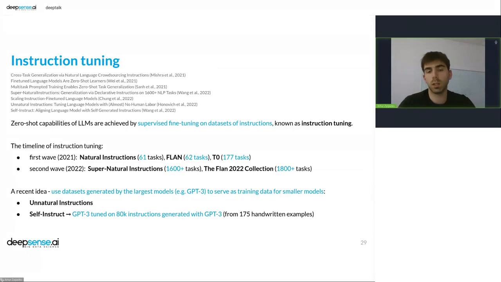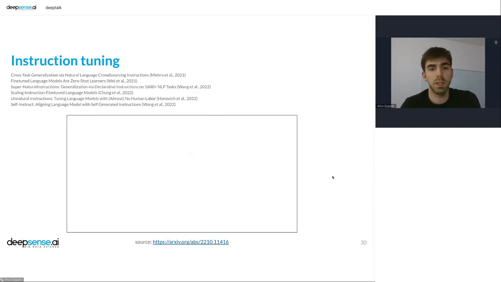Collecting these datasets was time-consuming and required human labor. So a recent idea appeared that takes advantage of the models: we can ask the model to generate the data for us. There are two papers I mention here, Unnatural Instructions and Self-Instruct, in which they asked GPT-3, starting from some 175 handwritten examples, to generate more similar tasks. They ended up with 80,000 instructions generated by the model, then used them to tune the model to follow instructions, and actually got quite decent results with this approach.